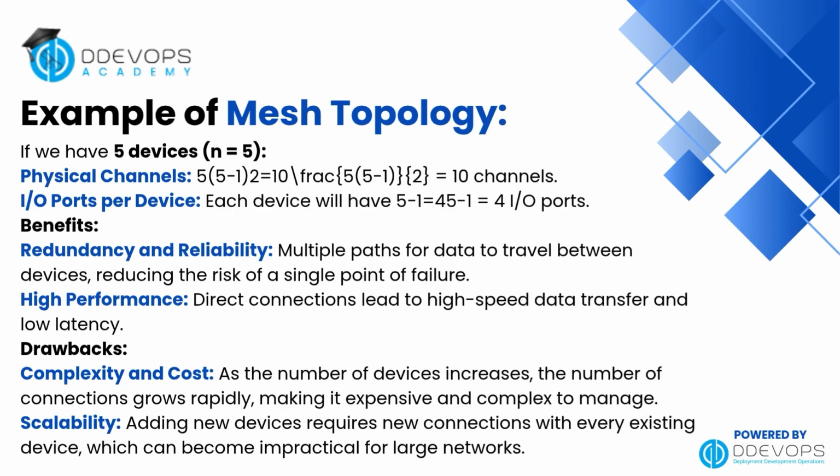Now, let's look at the benefits. Mesh topology provides redundancy and reliability. There are multiple paths for data to travel, so even if one link fails, communication can continue. It also offers high performance, because direct connections lead to faster data transfer and lower latency. However, there are a few drawbacks. It's complex and costly. As the number of devices increases, the number of connections grows quickly, making it harder to manage. And it's not very scalable, because adding a new device means creating new connections with every existing one, which is difficult in large networks.